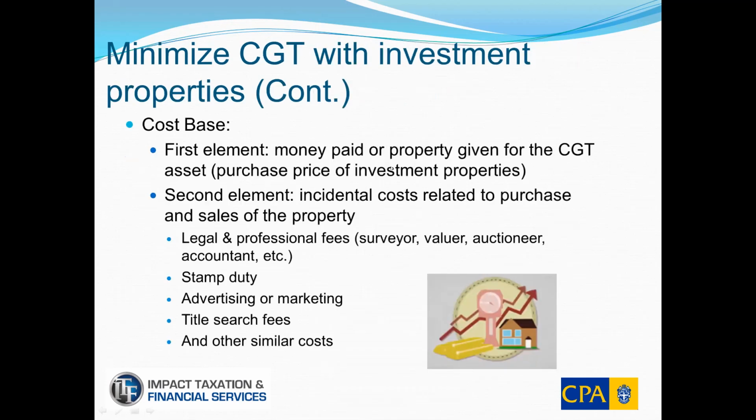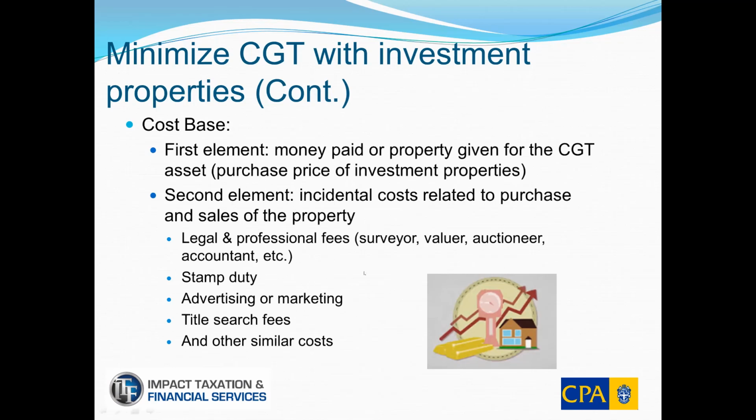The cost base. If you want to reduce your capital gains tax, of course, one of the best ways is to increase the cost base. If you miss any legit items that you can claim deductions for, then you're losing tax on the components. Okay, so there are 5 main elements on the cost base. The first element, money you paid for the property. So quite simple, the purchase price. Second element is incidental cost related to purchase and sales of the property.